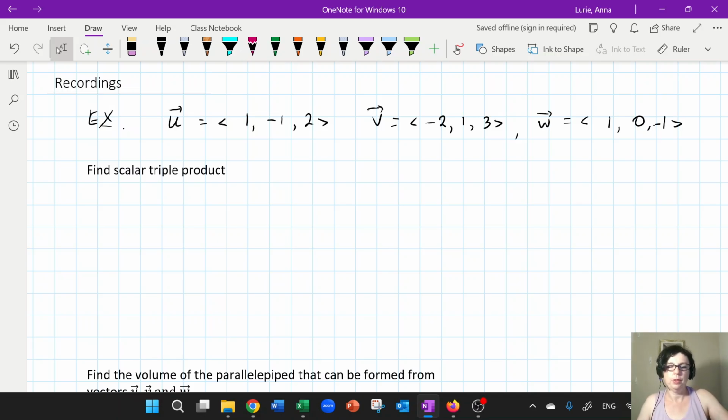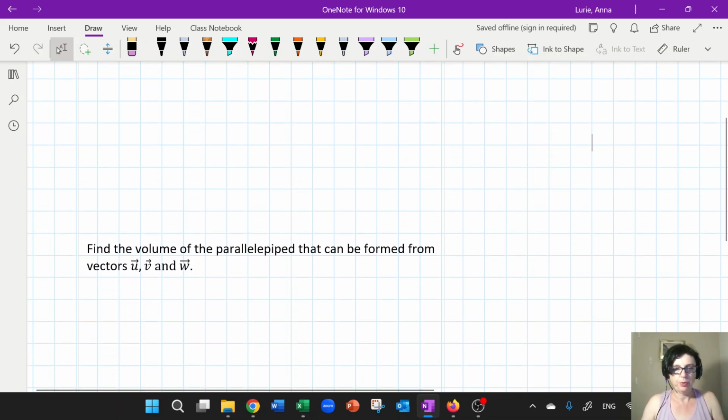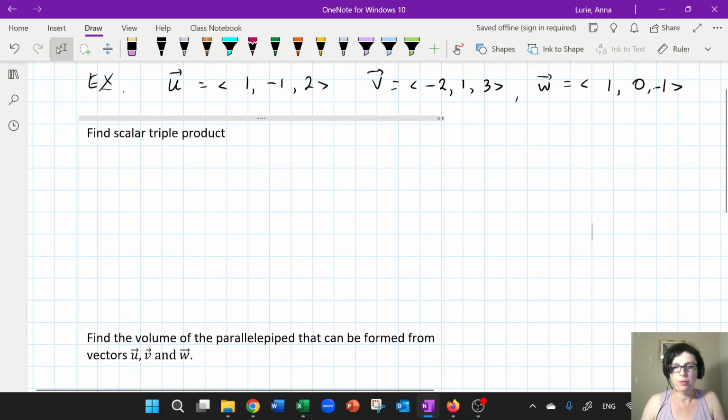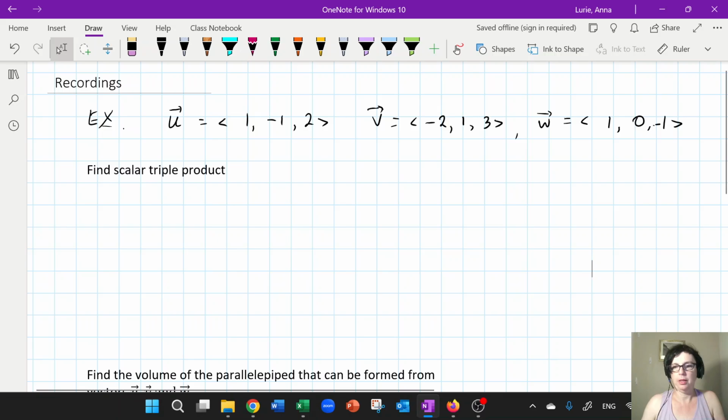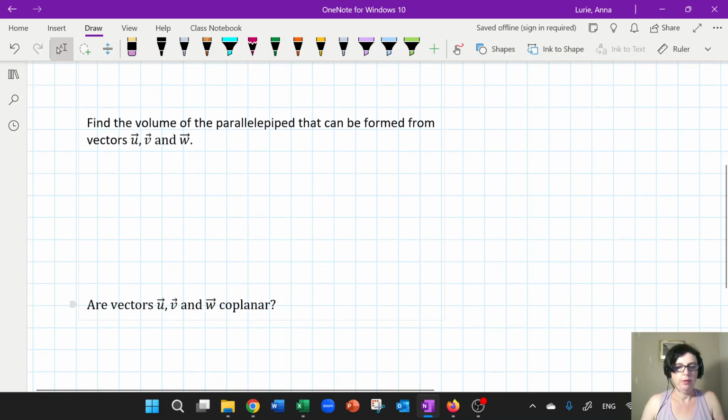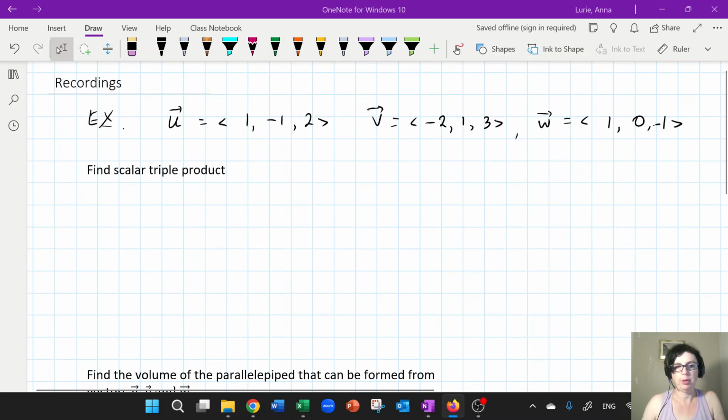Hi guys, in this video we're going to take a look at computation of scalar triple product and then finding the volume of a parallelepiped that can be formed by these three vectors, and also figuring out if the vectors u, v, and w are coplanar. So what that means is, do they lie in the same plane? So first, how do we compute scalar triple product?